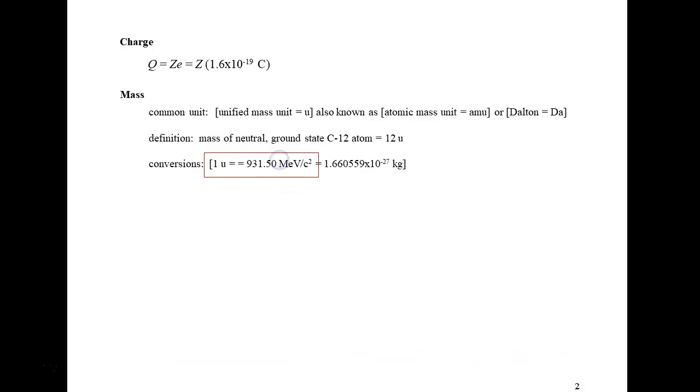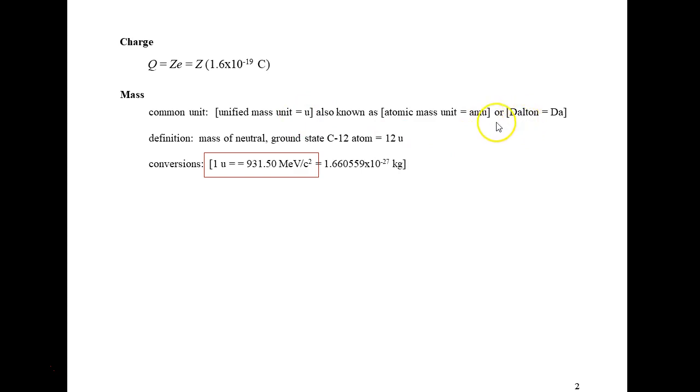The next thing is the mass. As you can imagine, the kilogram is just way too big to be used a lot. So the common unit that we use is called the unified mass unit. You probably used this in chemistry. You may have called it the atomic mass unit. That's the same thing. The abbreviation for the unified mass unit is u. The atomic mass unit is amu. I use unified mass units because it's less to write.